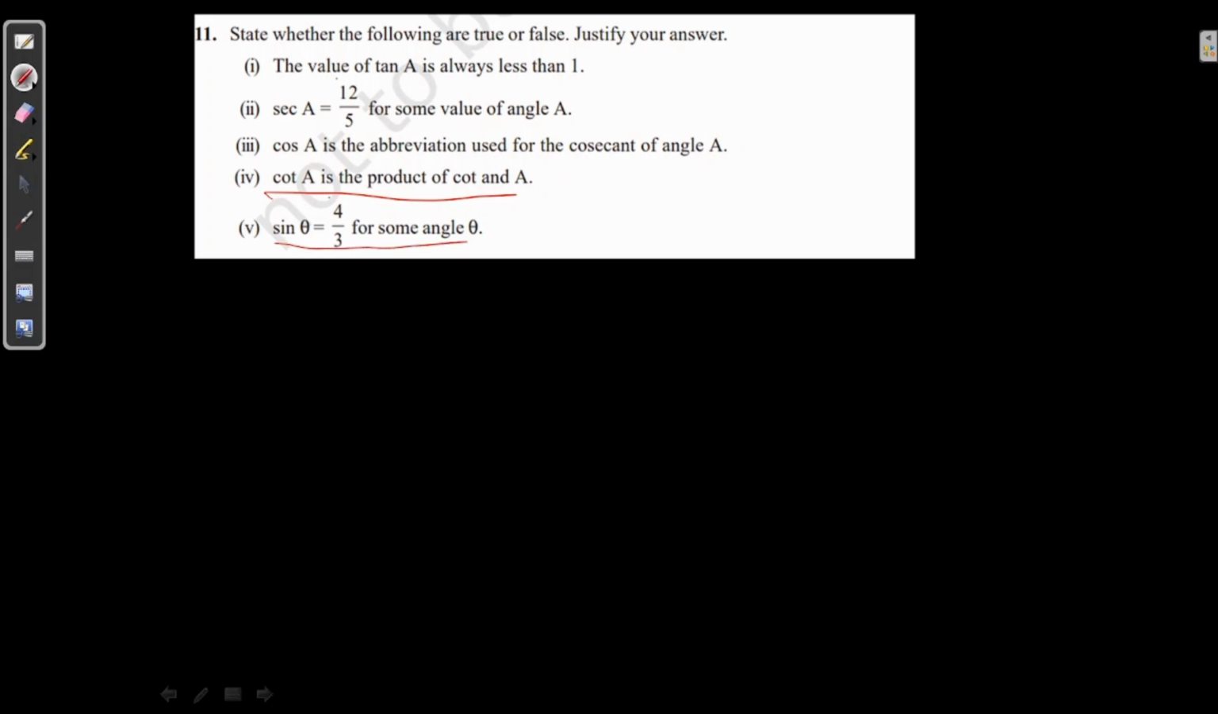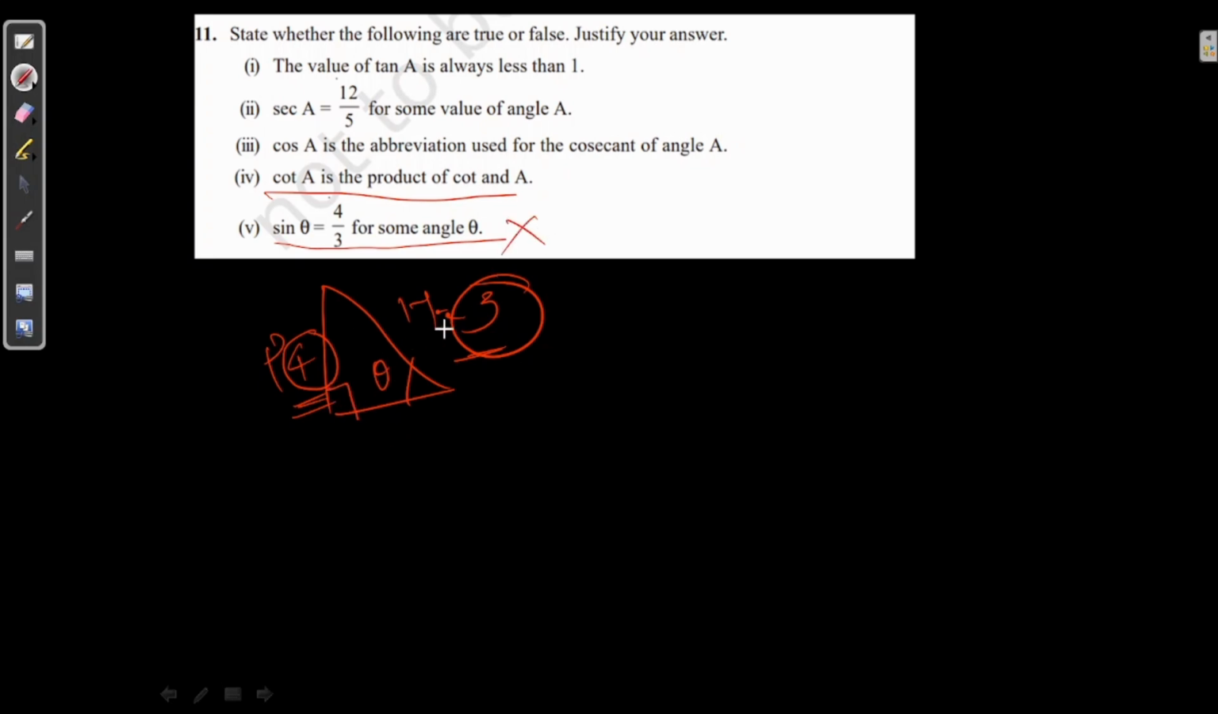Sin theta is 4 by 3 for some angle theta. Just imagine there is angle theta. Sin theta is perpendicular by hypotenuse. If sin theta is 4 by 3, perpendicular will be 4, hypotenuse will be 3. And now in this case you can see hypotenuse is smaller than perpendicular, which is never possible. In a right angle triangle, hypotenuse is the biggest side. So the answer is no, the answer is false. The reason is simple. Hypotenuse is the biggest side in a right angle triangle. The value of sin theta is 4 by 3, which means in this particular ratio perpendicular is bigger than hypotenuse, which is not possible. So that cannot be true.